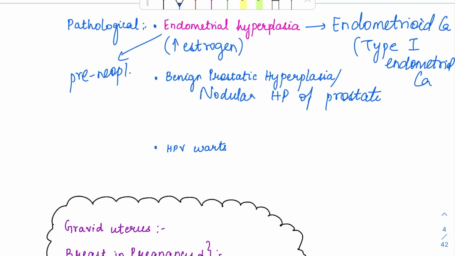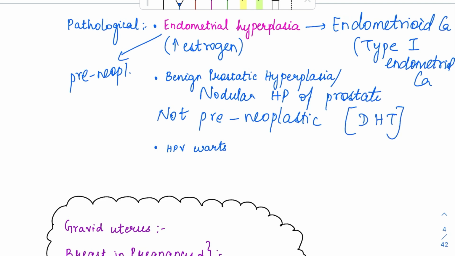But BPH or nodular hyperplasia of the prostate is not preneoplastic. Okay, it is just the hyperplasia of both the epithelial and the stromal components of the prostate in response to dihydrotestosterone. Okay, it is going to be due to dihydrotestosterone. So testosterone is going to be converted into dihydrotestosterone with the help of the 5-alpha reductase enzyme. So this dihydrotestosterone is the one which is responsible for causing this nodular hyperplasia of the prostate. Okay, it's not testosterone, it's dihydrotestosterone.